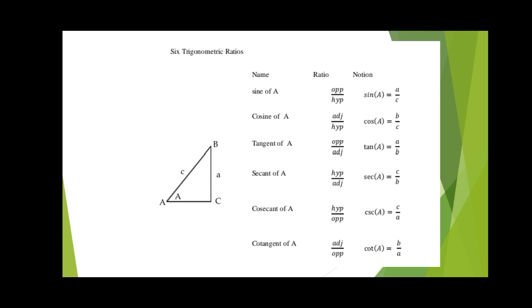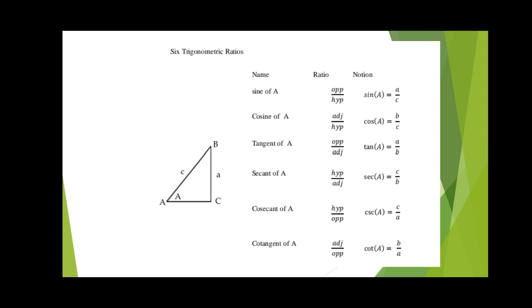Then cosine of A is equal to adjacent over hypotenuse, where the adjacent is equal to b and the hypotenuse is equal to c. So cosine A is equal to b over c. Tangent of A is equal to opposite over adjacent, where the opposite is a and the adjacent is b, so tangent A is equal to a over b. Secant of A is equal to hypotenuse over adjacent, where the hypotenuse is c and the adjacent is b, so secant A is equal to c over b.